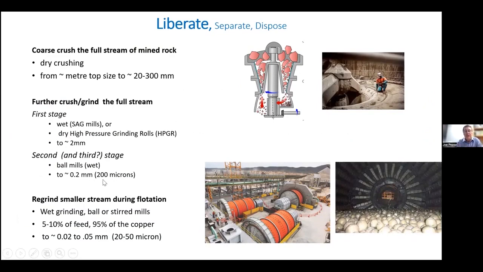This product here, this 200 micron product, can now go to the first stages of processing. Within that processing, sometimes we take a smaller stream and regrind that much finer. Again, that's wet grinding, but now we're trying to apply that high energy in a very fine grind to maybe only 5 or 10% of the feed. But by now, that 5 or 10% has most of the copper. And the grind size here could be, depending on the minerals, 0.02 to 0.05 millimetre or 20 to 50 micron. So it can be very fine.